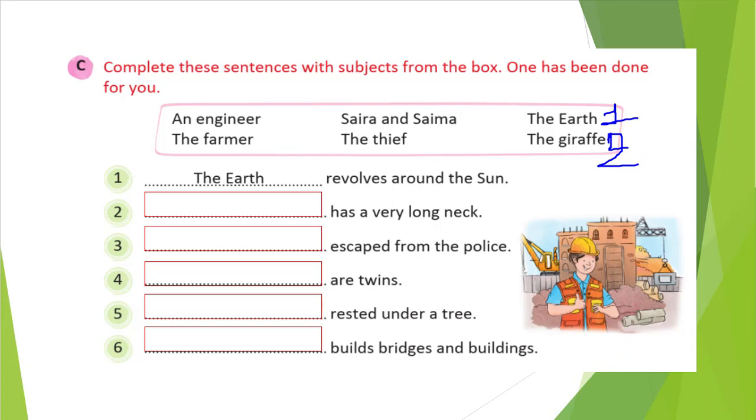Similarly, you see the third one. We just need to identify the appropriate subject. "Blank escapes from the police." Who can escape from the police? Obviously, the thief will escape. So thief is the third answer. "Blank are twins." Two members can be twins. When we are talking about twins, it means there are two members. So Saira and Saima is the only option that has two persons. So this will be our fourth answer: Saira and Saima are twins.